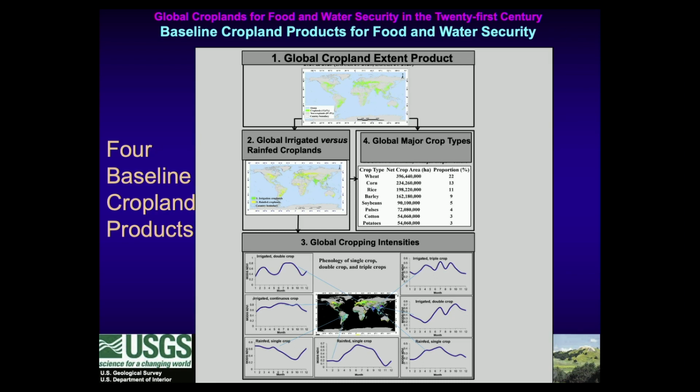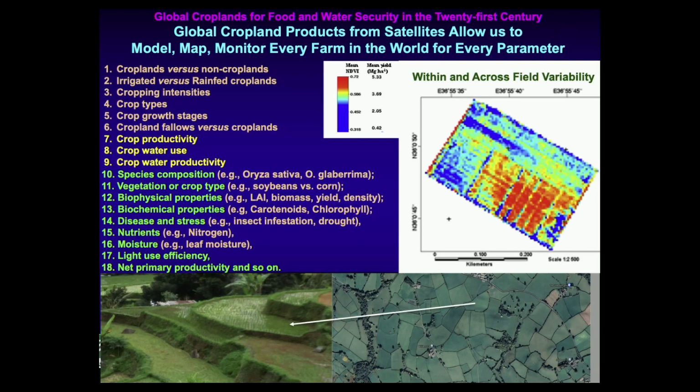So we map all these different crops, as well as what I call primary products going into secondary products. For example, from the primary products, you can get growth stages, where are cropland fallows, and what is the productivity: land productivity, crop productivity, water productivity.